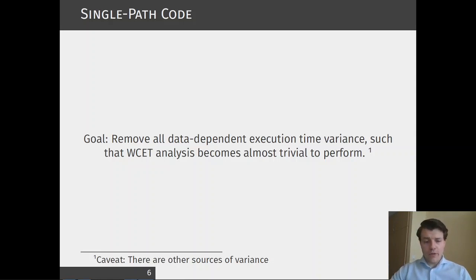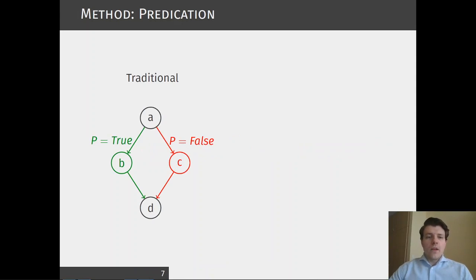Now there's a small caveat here, and that is that there are other sources of variance in a system, for example if it has caches, but single path code doesn't address them, and we won't address them anymore in this video either. So if we take a traditional program here, we can see a branching. Depending on an input value P, the program either goes from A to B and then to D, or from A to C and then to D.